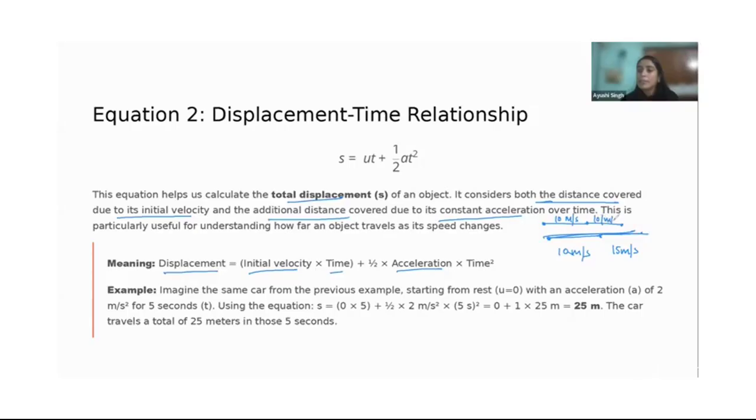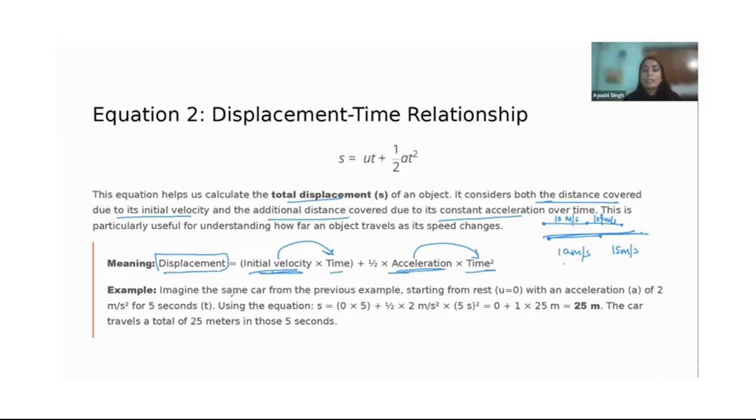Sorry, 10 meters per second, right? So 10, 10, 20, but here 10 plus 15 would be 25. So there is also more distance or displacement being covered, just because I have accelerated my vehicle. Here you can find the displacement with the help of the initial velocity and the time it has taken, plus half the acceleration times time squared. In that time, how much have you accelerated?